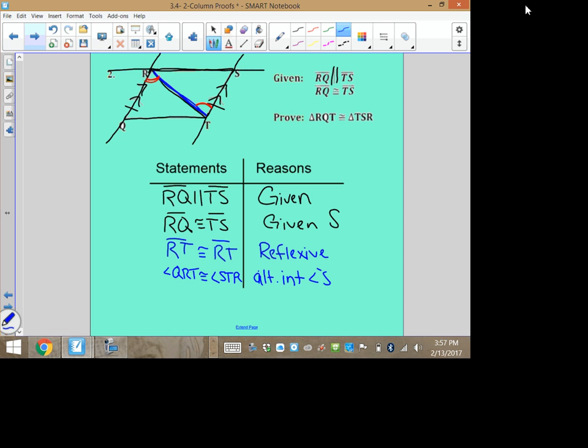So note here, RT was a side, and then we have angles. Now, it's not necessarily going to be in this order going down, so we need to look and see which ones we have. So we have a side, and then we have an angle, and then we have a side. So, therefore, we know that triangle, make sure you're lining these up, so triangle QRT is congruent to triangle STR, lining up the corresponding parts by side, angle, side.